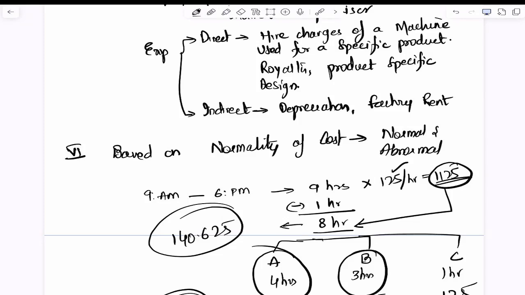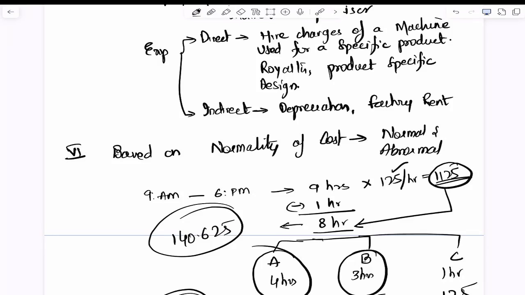Unavoidable expenses will be classified as normal or abnormal, based on the nature of expenditure.